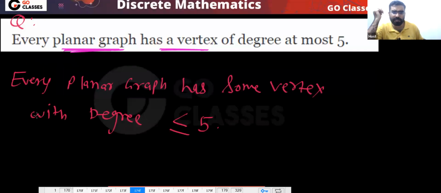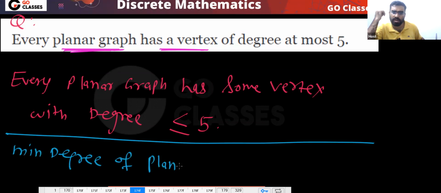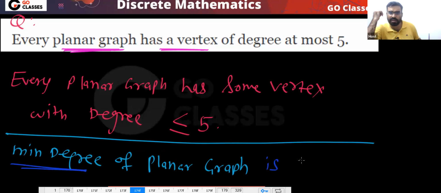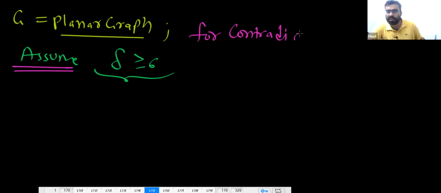Then this same statement, if you notice, I can also write as: the minimum degree of a planar graph is less than or equal to 5. Yes or no? The same statement I can write like this. Now what I'm saying is, assume that the minimum degree is greater than or equal to 6. Just for contradiction, I'm assuming that every vertex has degree greater than or equal to 6.